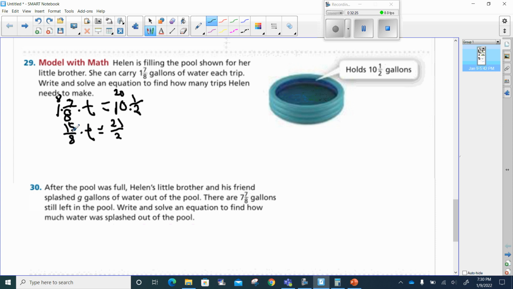Next, I have to remember that to get rid of 15 over 8, when I'm multiplying it, I'll have to multiply by the inverse, which is 8 over 15. Whatever I multiply to one side of an equation, I'll multiply to the other.